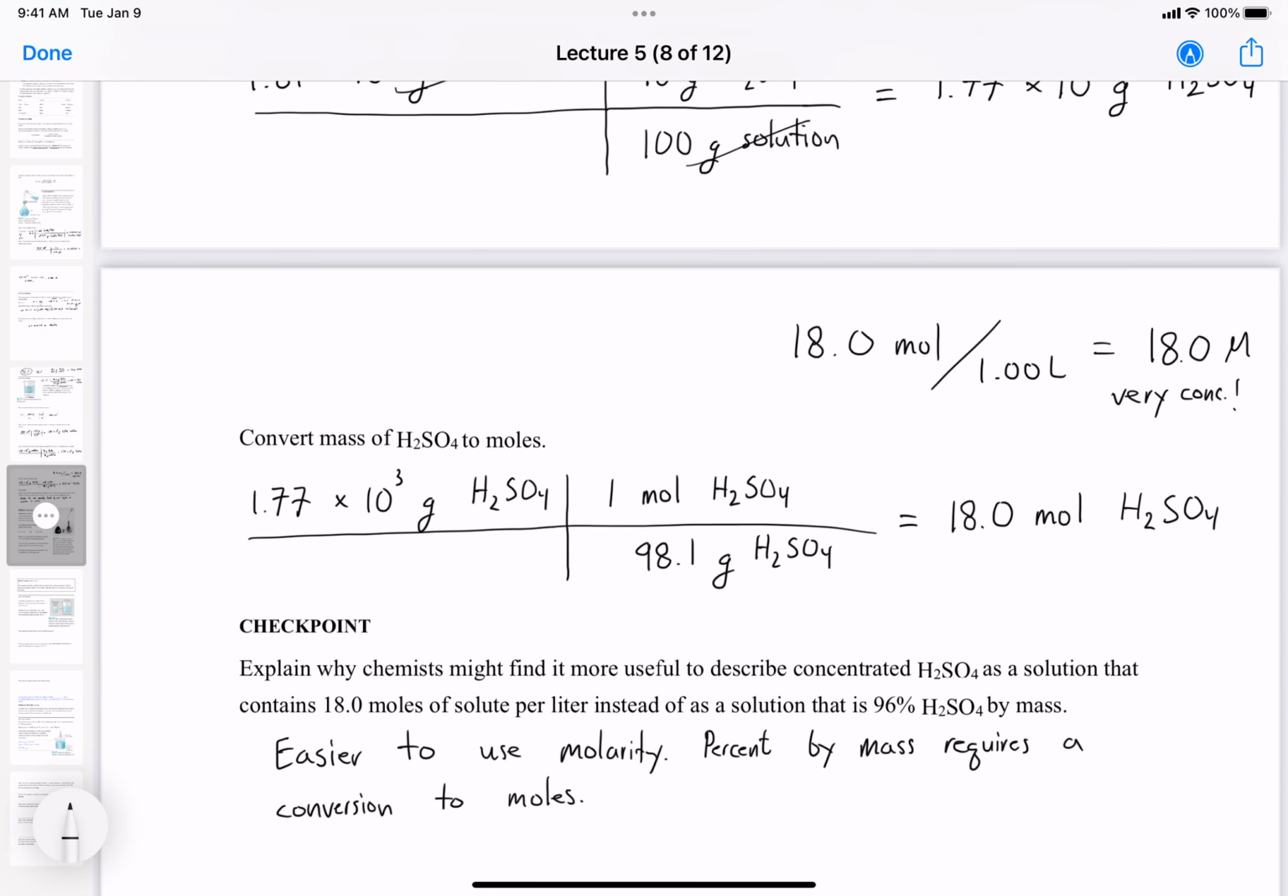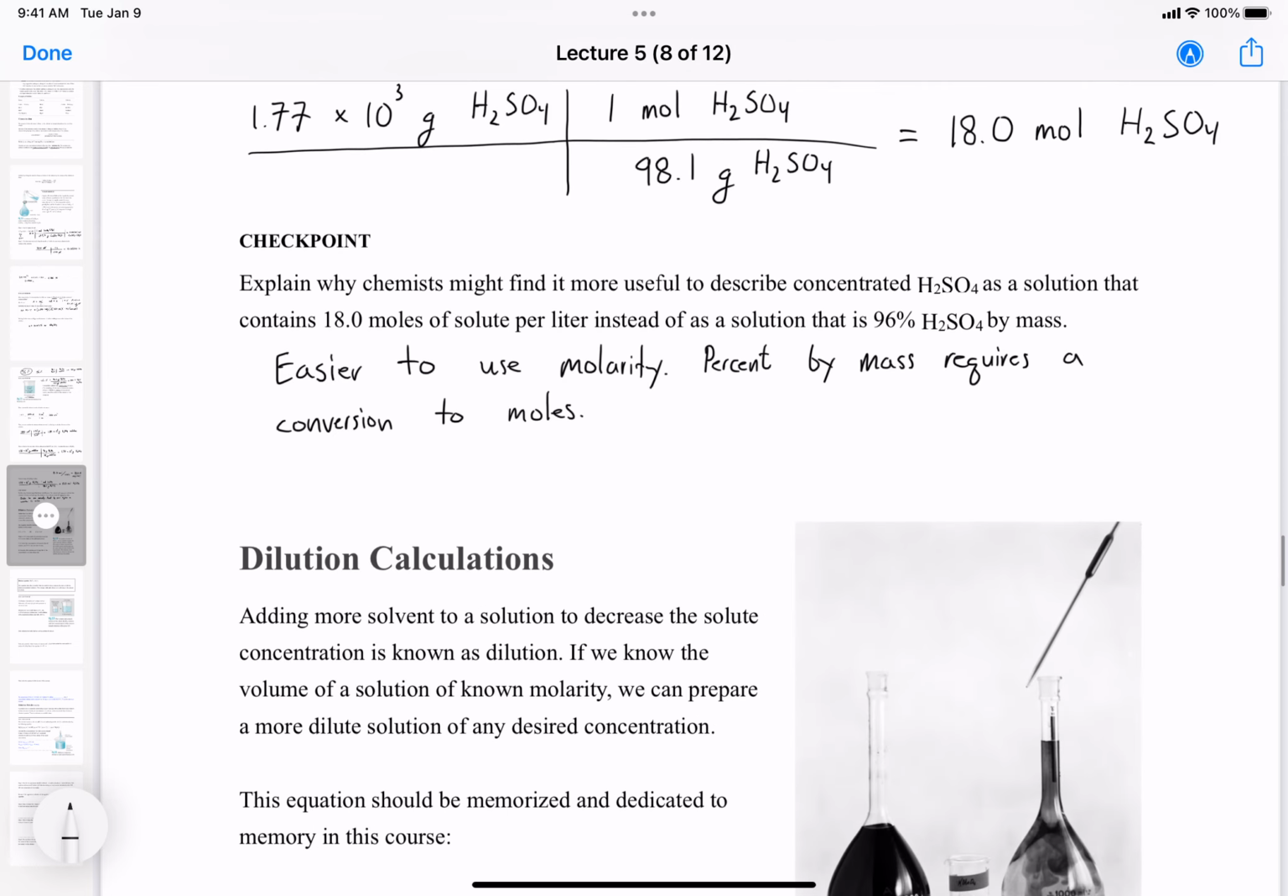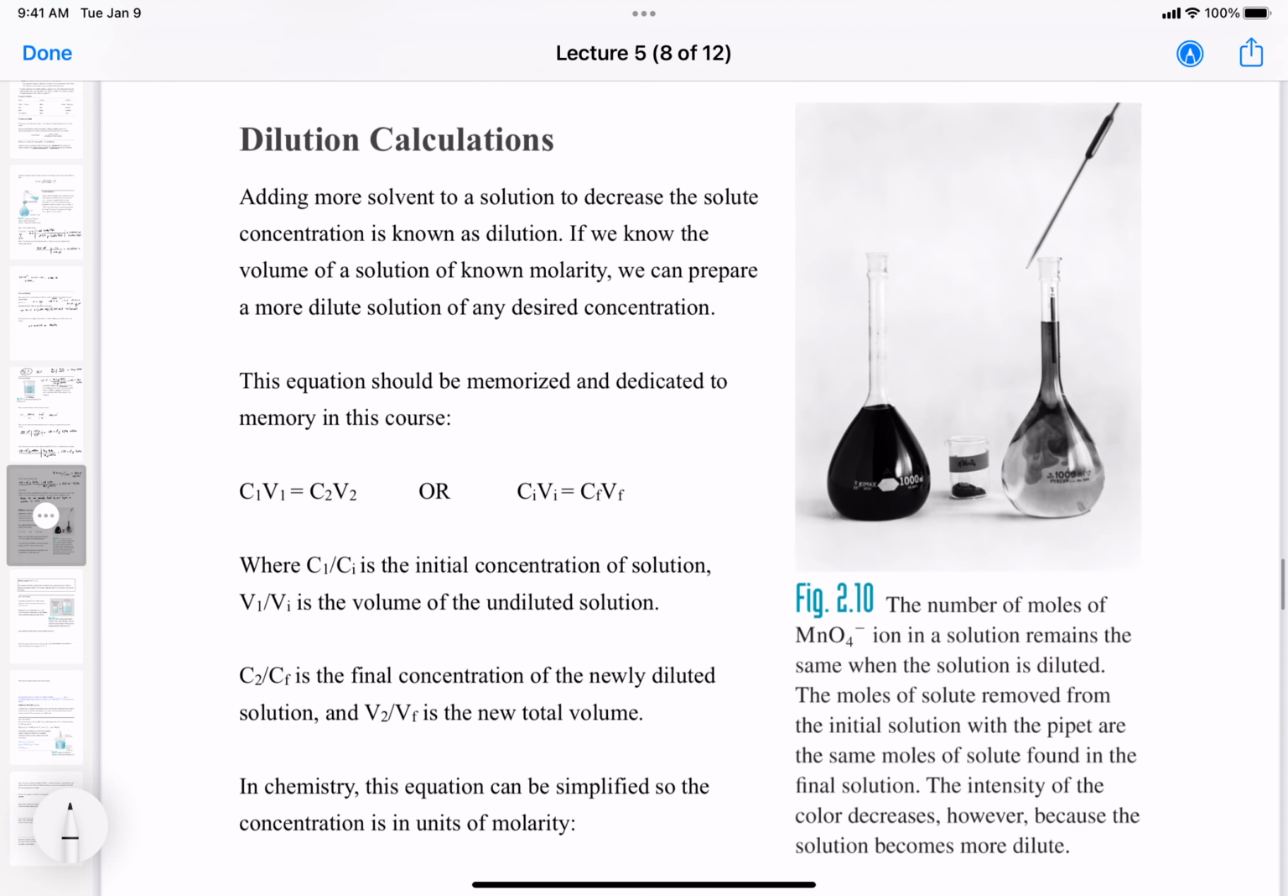So we like using molarity better, but percent by mass is still very useful for other applications, maybe in biology. In biology, they like to use other things too, like osmolarity and molality, but typically speaking, chemists like using molarity the best. And that's why we're studying it so diligently here. Okay, let's move on to the next part of this lecture.